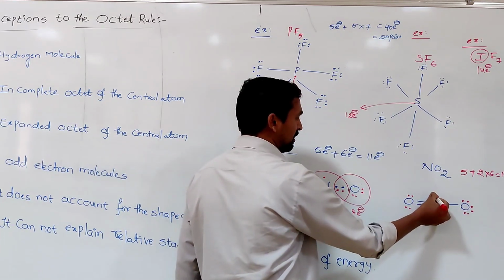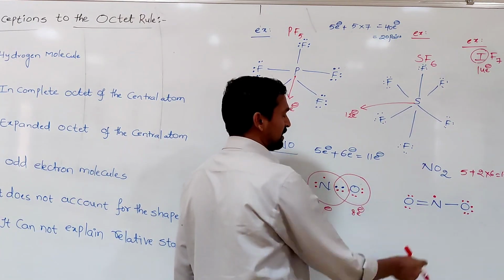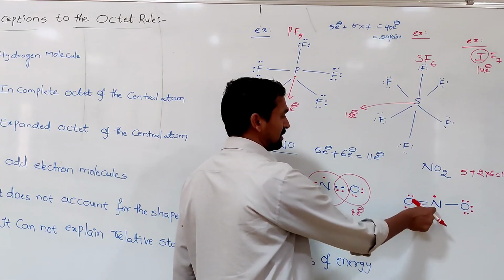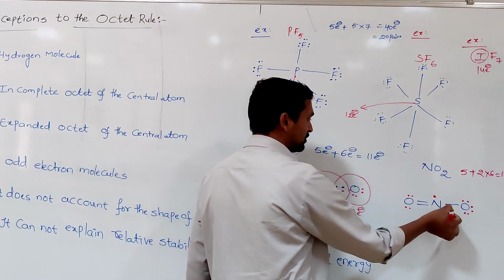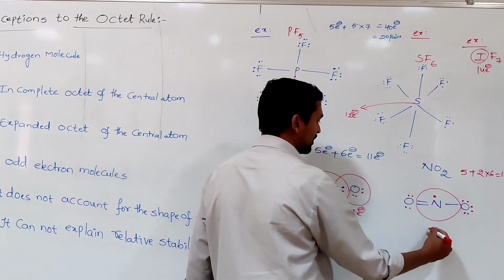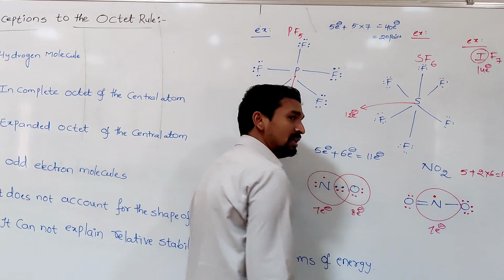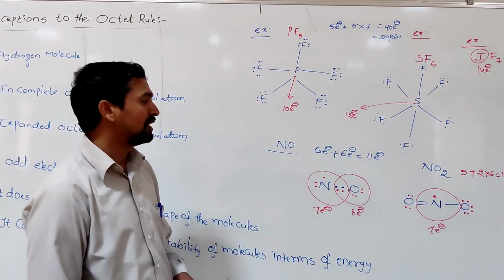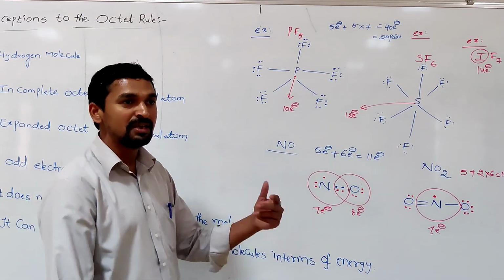So I can keep the last electron on the nitrogen. When I keep the last, 17th electron on the nitrogen, around the nitrogen, how many electrons are present? Here 2, 4, 6, 7. Again, 7 electrons are there. Even though 7 electrons are present around the nitrogen, nitrogen dioxide is said to be stable.